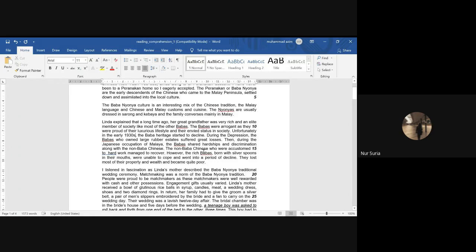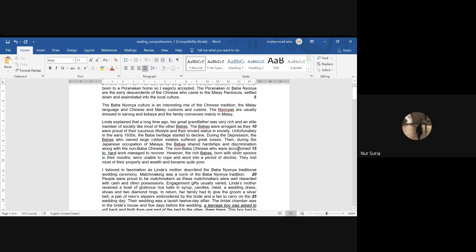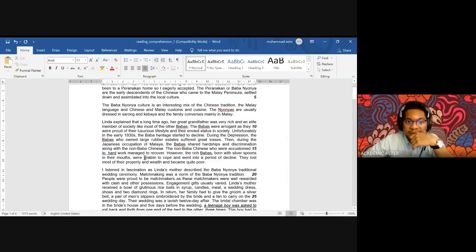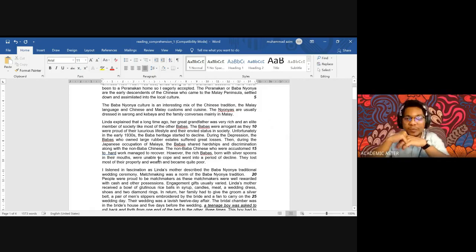During the Japanese occupation of Malaya, the Babas shared hardship and discrimination along with the non-Baba Chinese. The non-Baba Chinese who were accustomed to hard work managed to recover. However, the rich Babas born with silver spoons in their mouths were unable to cope and went into a period of decline. They lost most of their property and wealth and became quite poor. Quite poor. All right. Okay.